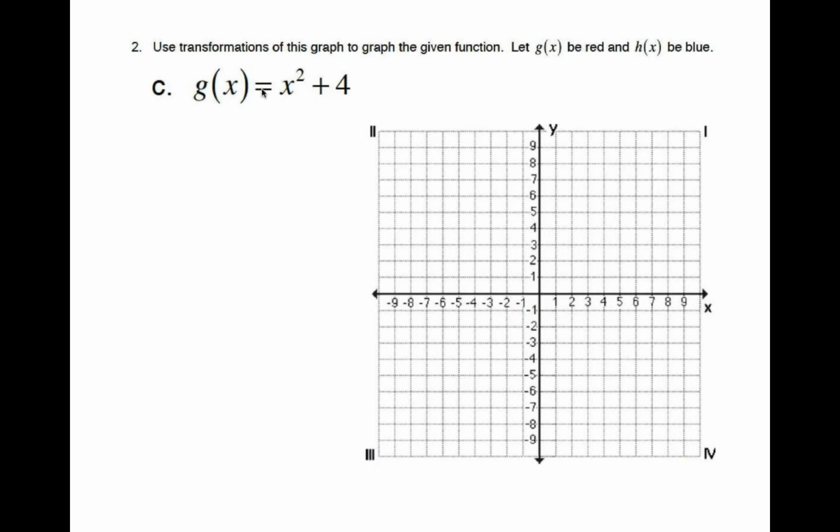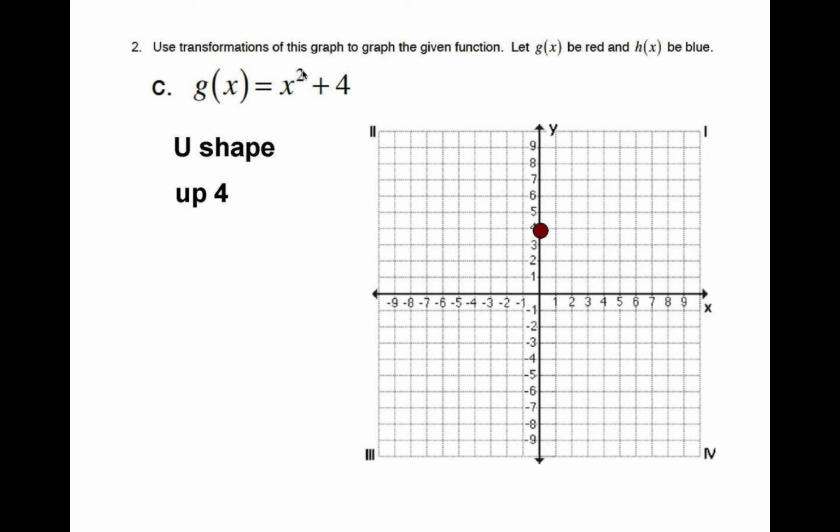All right, for C, this is not a V-shaped graph. We have a squared exponent, so this is U-shaped. So then I don't see a flip. There's no number in the parentheses, so it's not going to go left or right. Instead, it's just going to go up 4. So my vertex is 0, 4. So go ahead, plot the point 0, 4.